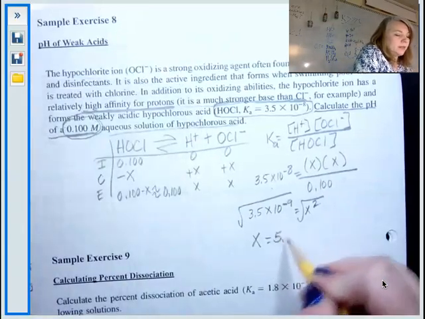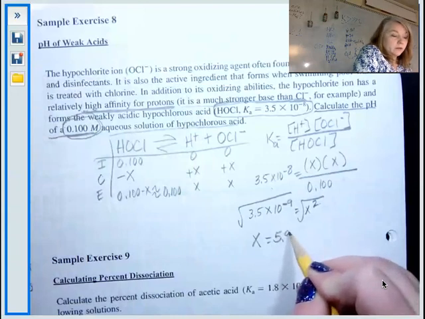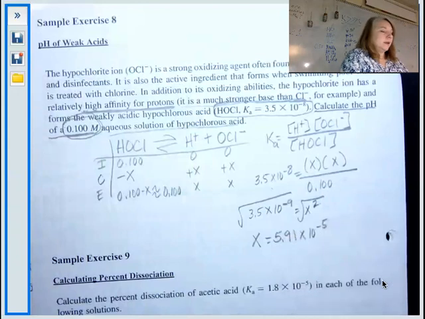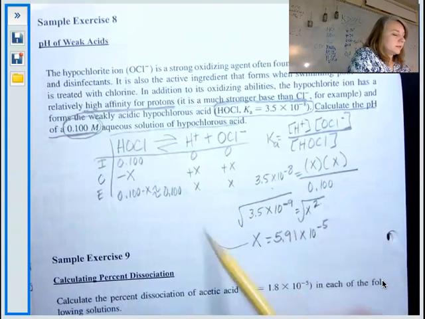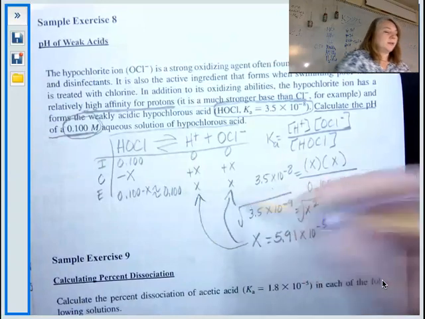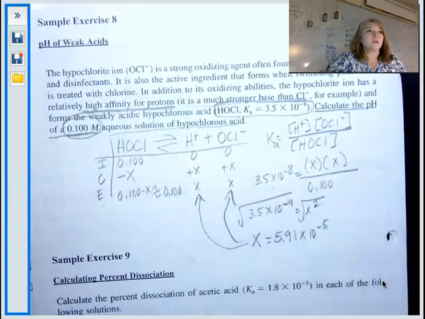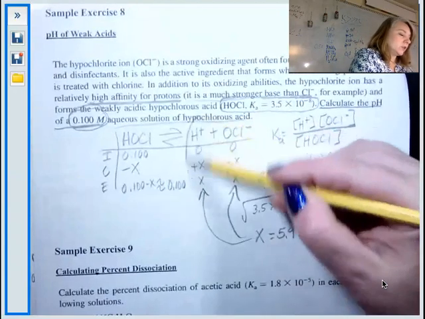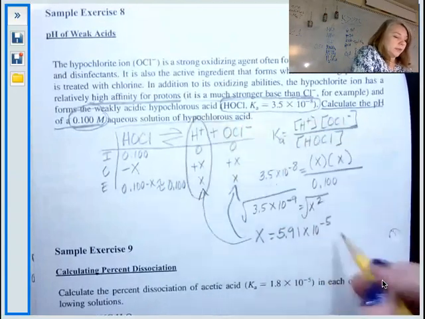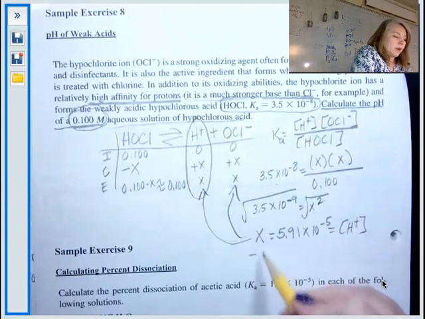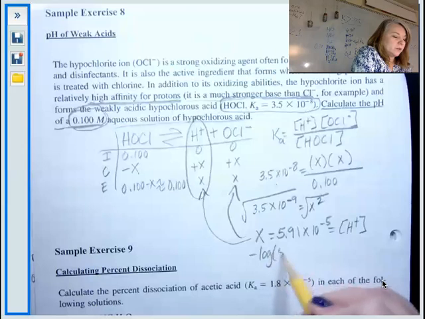So 5.91 times 10 to the -5th. And x is that number, is it not? It's also the other number, but we're trying to find pH. So the one we care about is the hydrogen ion concentration. So we know that that is equal to this. And now we just need to take the negative log of it to find our pH.